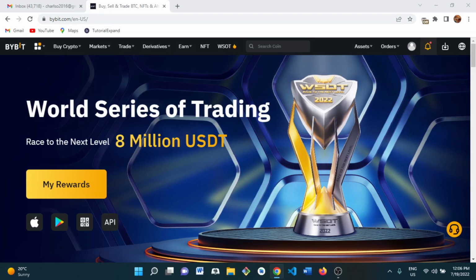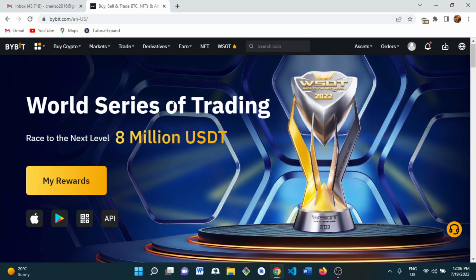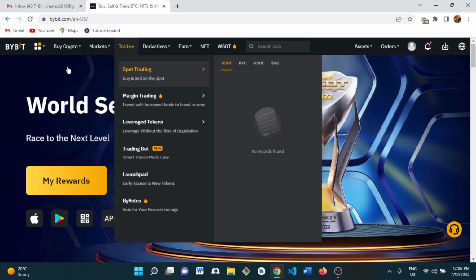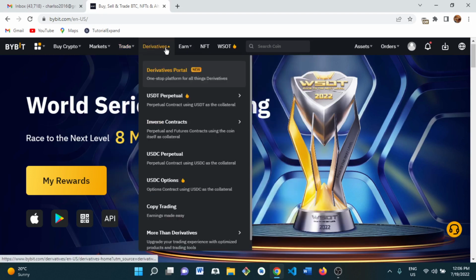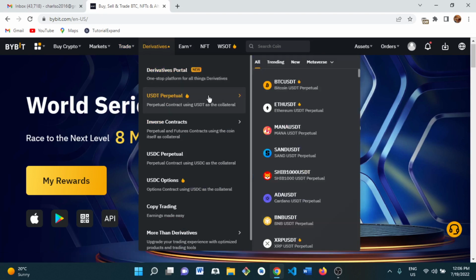Okay, so let's begin. I have opened my Bybit and logged into my account already. Once you go to Bybit, you will see an interface like this. Let's go to derivatives, then you go down to USDT perpetual. Just follow the arrow to the right.